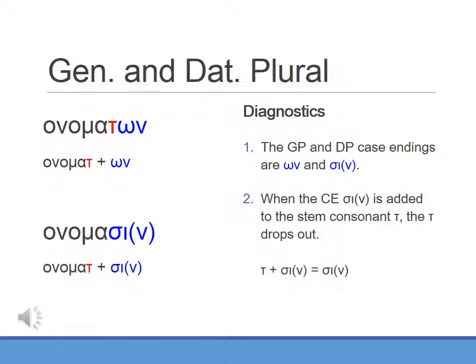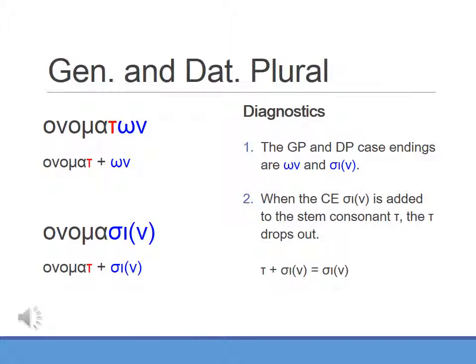In the genitive and dative plurals, the case endings are exactly the same as they were in the masculine and feminine forms. In other words, on and si with the movable nu. On is simply added, so onomat plus on, onomaton.